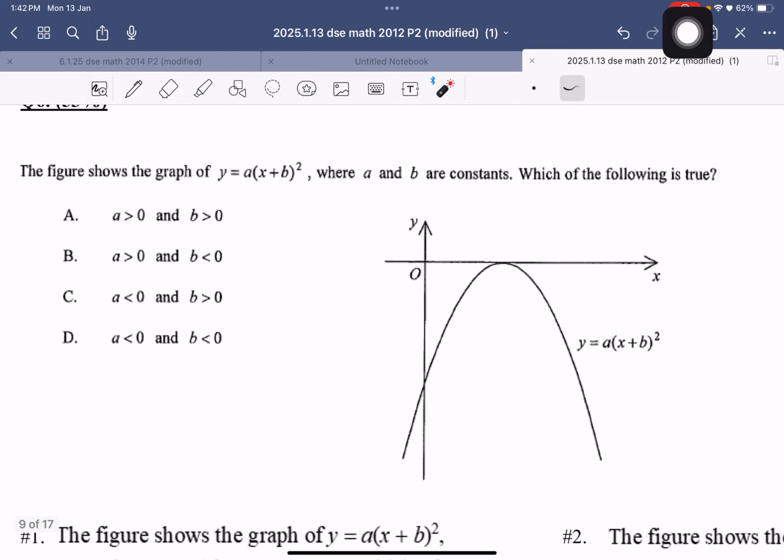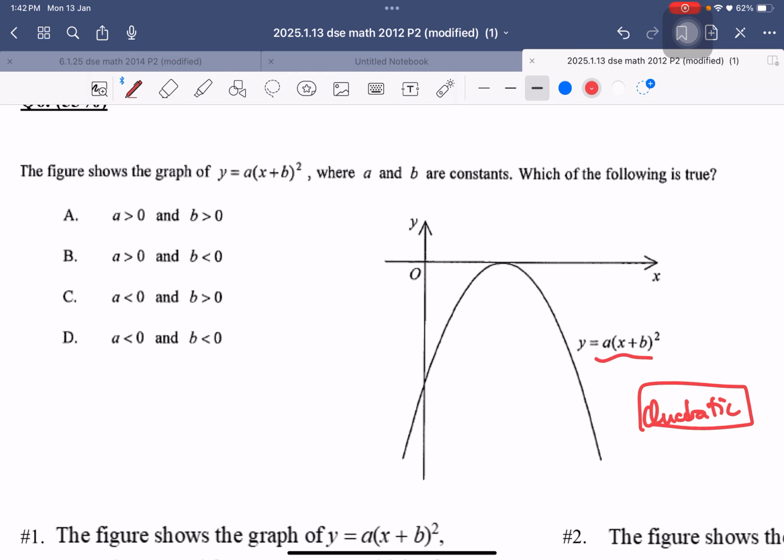So what kind of curve is this? What's the name of this curve? Quadratic. This is a quadratic curve. Very good. And what's the formula of it? This is the vertex form. So what's the vertex form in general? It's going to be y equal to a bracket x minus h squared plus k. And the vertex is hk.